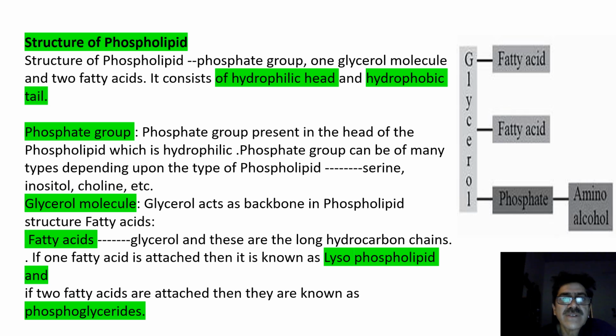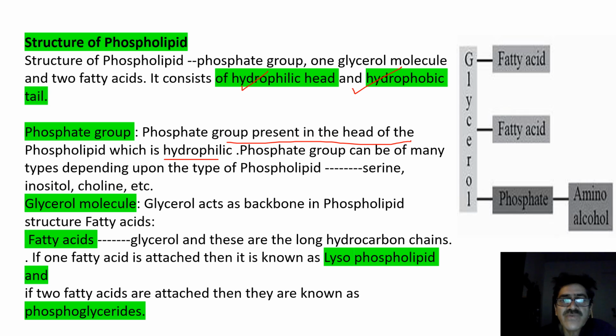Now phospholipids. Now we conclude the basic structure. Of course, the backbone is phosphate group, glycerol molecule and two fatty acids. Now what we would like to talk about is that this phospholipid comprises two portions. One is the hydrophilic part, the other is the hydrophobic part. Now this hydrophobic part is formed by fatty acids, and the hydrophilic part is formed by glycerol and a phosphate group. Now the phosphate group present in the head of the phospholipid is hydrophilic, as we said.